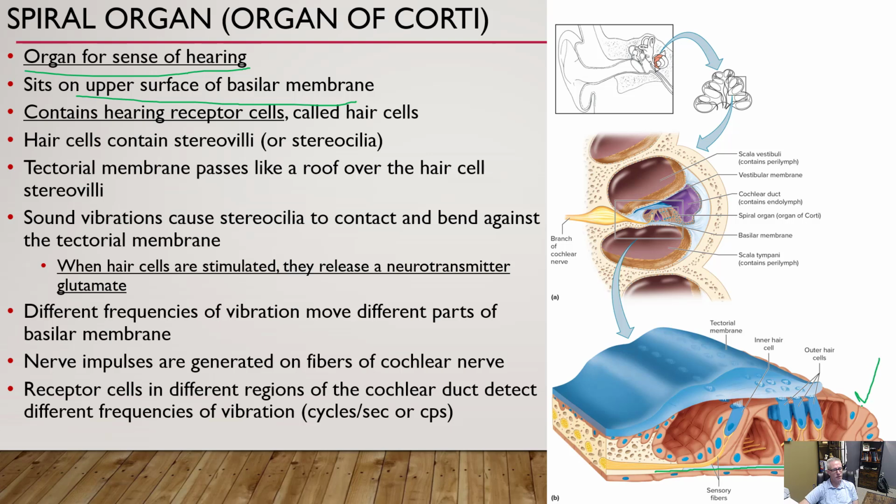So this is pretty much everything else that contains our hearing receptor cells. They're called hair cells. They also have stereovilli or stereocilia. It's kind of like a bunch of microvilli. And basically those sound vibrations cause that stereovilli to contract and bend against that tectorial membrane. So remember, we're talking about a fluid-filled pocket here.